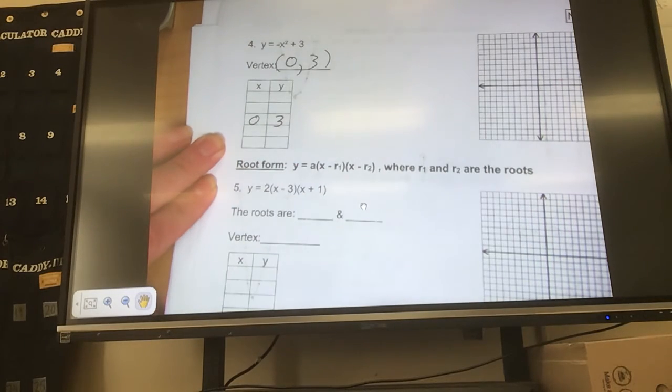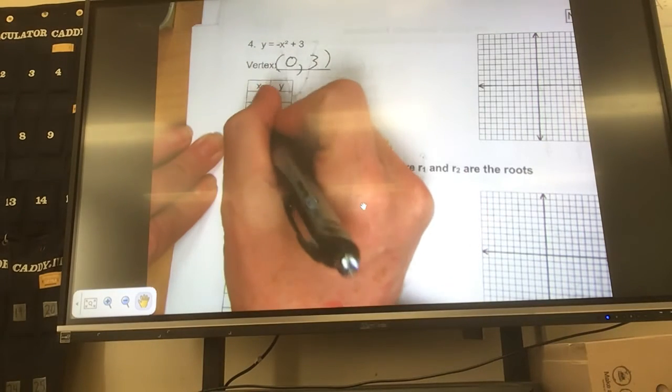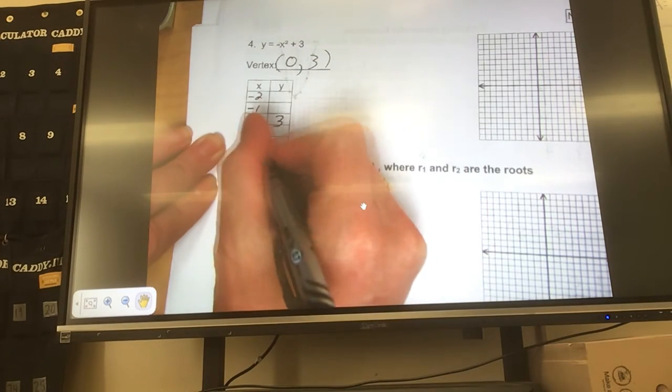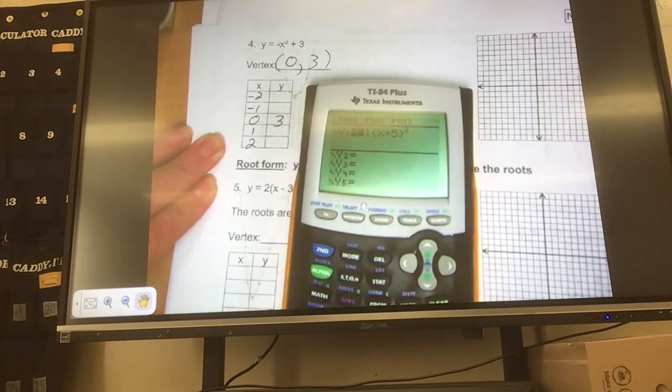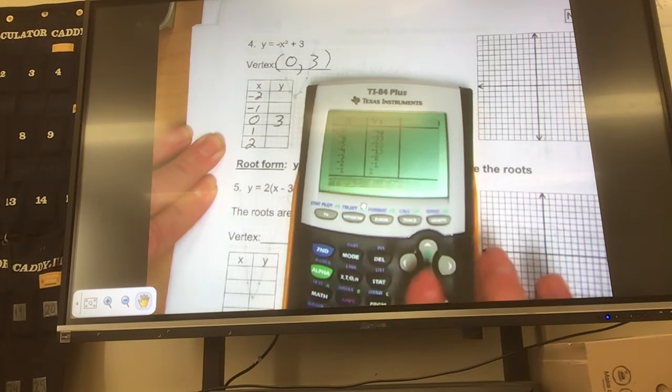It's a reflection because it's negative, yes. 1 less than 0 is negative 1, then negative 2. One more would be 1, 2. Okay? We throw it into y equals in our calculator. Negative x squared plus 3. Second graph.